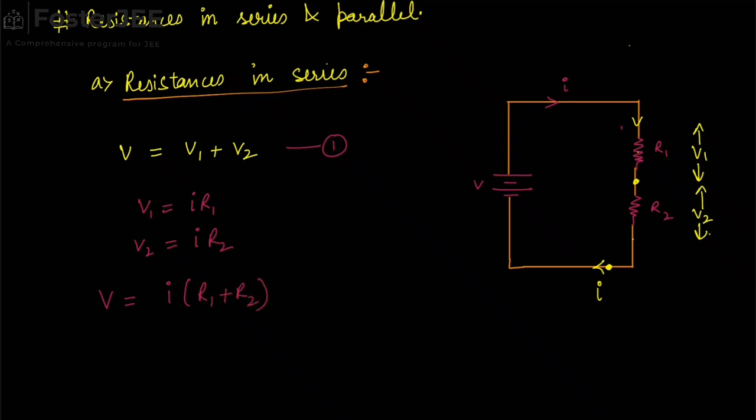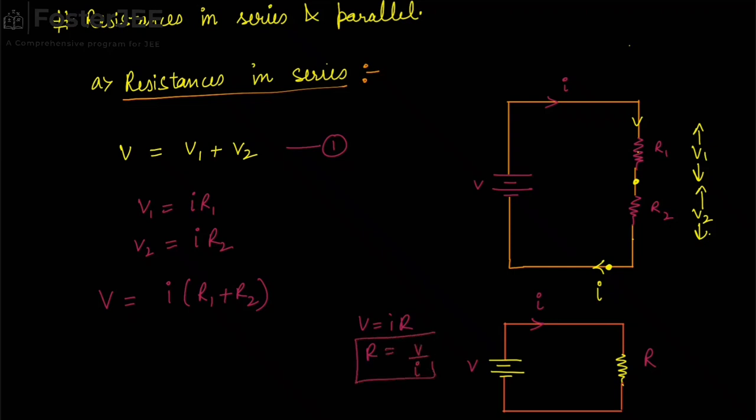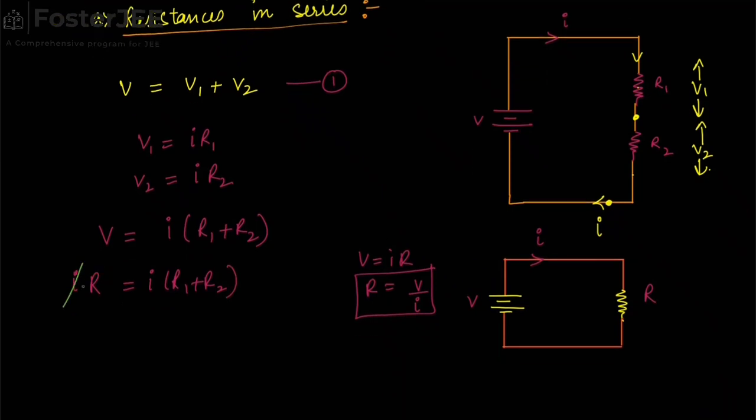Now forget about these two resistors. Let's draw another diagram. Now if we have the same potential V and we require the same current I, then we need some resistor R. The value of that resistor we will get from V equals IR, so R is equal to V upon I. If we put the value of V in this equation, we get IR equals I times R1 plus R2, which suggests that R equals R1 plus R2.